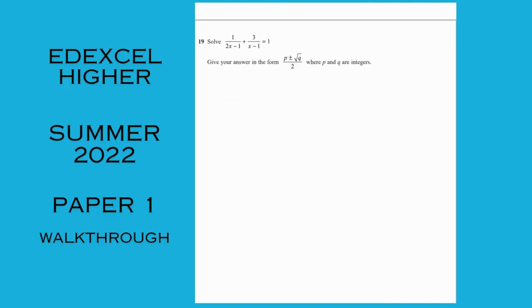Number 19, got a choice on this one. You could combine as a single fraction, etc. It's entirely up to you. I prefer to think of it as I've got a term and another term equals another term. I'm going to multiply every term by 2x minus 1. So here it disappears. Here it goes to the top. And here it also goes to the top. Then we multiply everything by x minus 1.